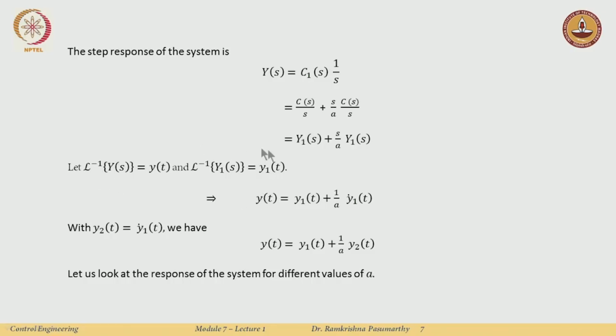Now I go back, do the inverse Laplace, go back to the time domain, and what I have is y of t is y1 of t, the original response without a 0, plus 1 over a times y1 dot of t. So, I denote 1 over a times y1 dot as y2, and the total response is y of t equals y1 plus y2. Let us remember this for a while. y1 is the original response without the 0, y2 is just the response due to adding the 0, and y of t is the total response.